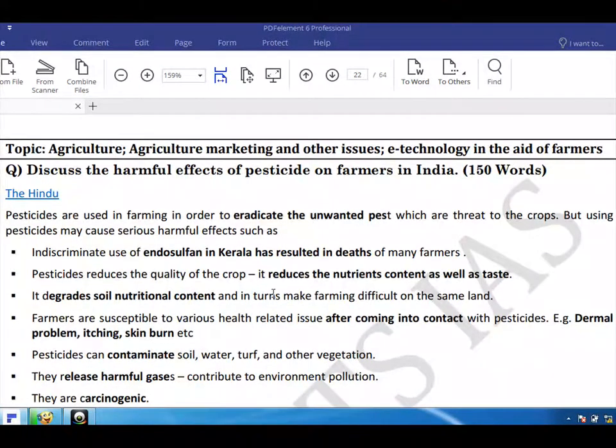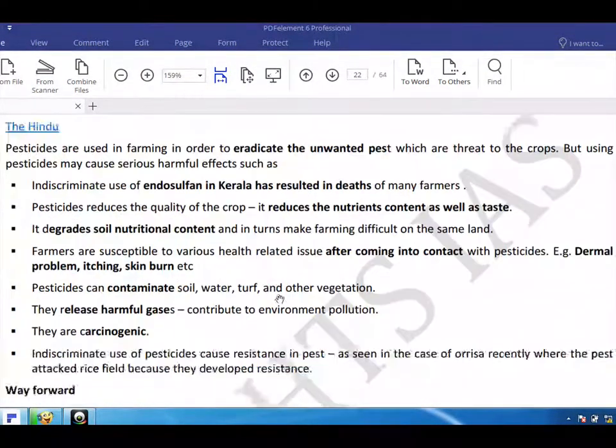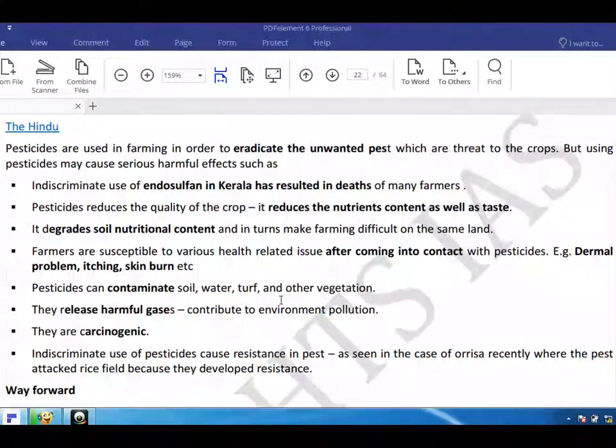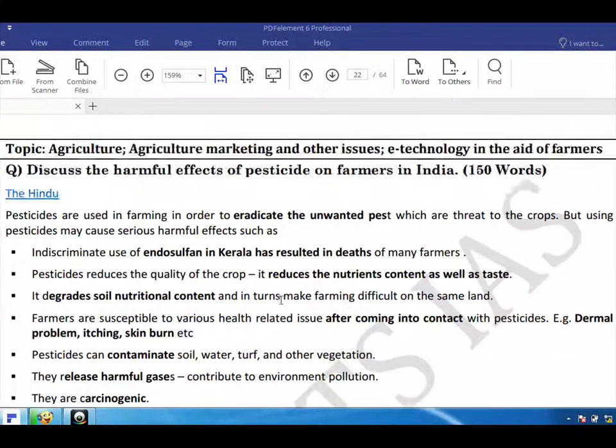Pesticide reduces the quality of the crop. It reduces the nutrient content as well as taste. It degrades soil nutritional content and in turn makes farming difficult on the same land. Farmers are susceptible to various health-related issues after coming into contact with pesticides, e.g. dermal problems, itching, skin burn, etc. Pesticides can contaminate soil, water, turf, and other vegetation. They also release harmful gases and contribute to environmental pollution.